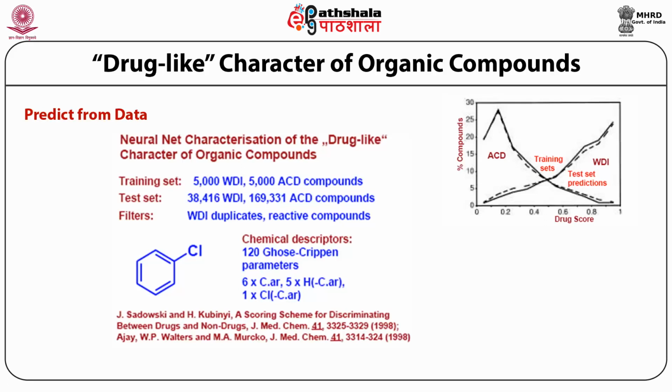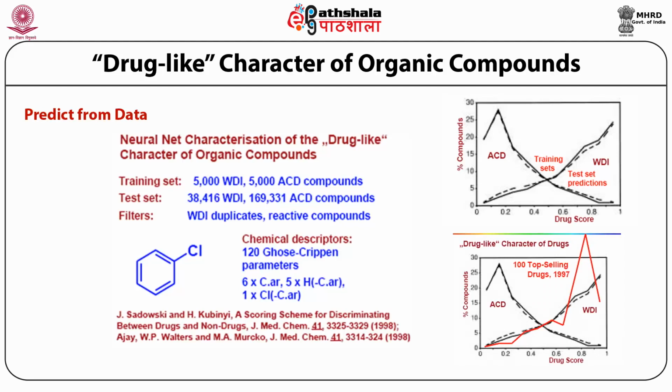If you look at the drug score, most of the ACD compounds, which are not supposed to be drugs, lie within less than 0.02 scores. And when you look at the WDI, the test sets, dashed, and training sets both coincide quite well. A major number of compounds belonging to WDI are higher than 0.6 and 0.8, and it's very appropriate to see that. It's very nice to know that the drug-like property module developed by them is working quite well. However, there are a few troubles.